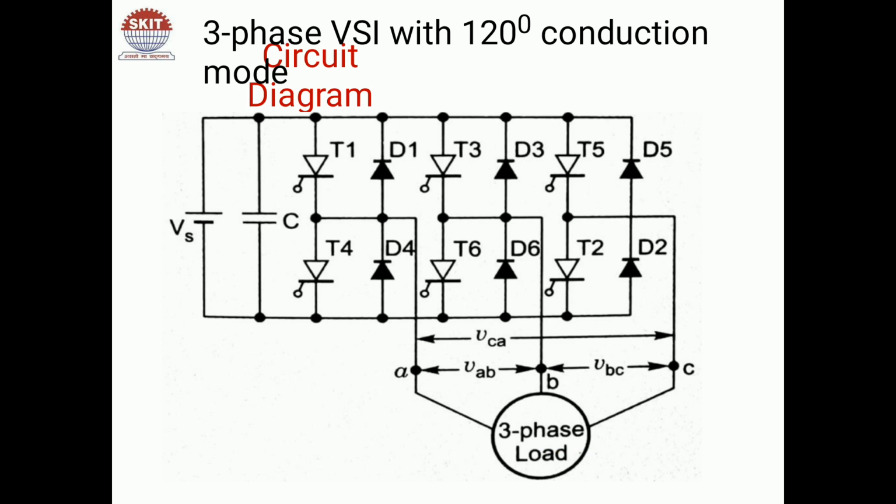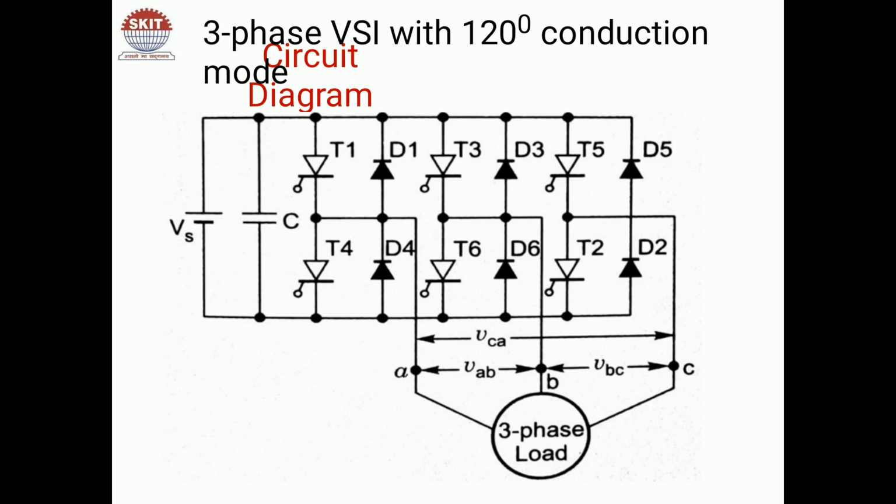This is the circuit diagram of a three-phase voltage source inverter, in which there are 6 SCRs that you can see connected over here. Diodes are connected in anti-parallel with each SCR. These diodes are used only when the load is L or C in nature.